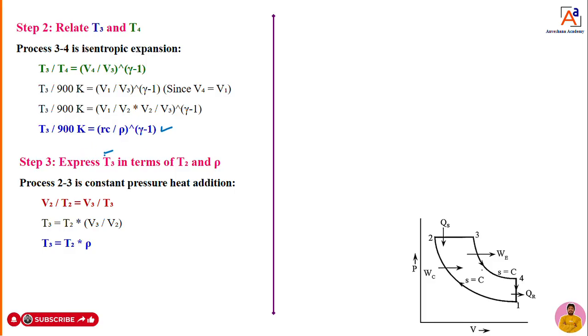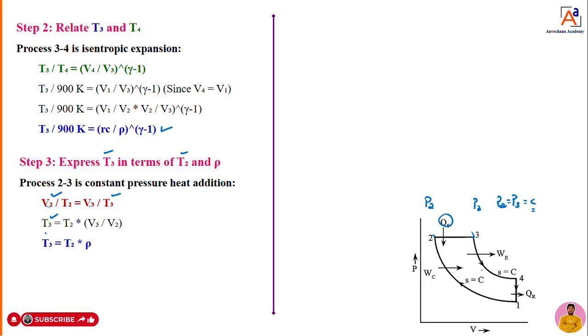I will try to express this T3 in terms of T2. How to express T3 in terms of T2? When we are adding heat, we are adding heat at constant pressure. If it is a constant pressure process, then the pressure at point 2, P2, is equal to the pressure at point 3, P3, which is constant. Then we know the ideal gas equation: V2 by T2 is equal to V3 by T3. So I will calculate the value of T3. After simplification you get T3 is equal to T2 into V3 by V2.